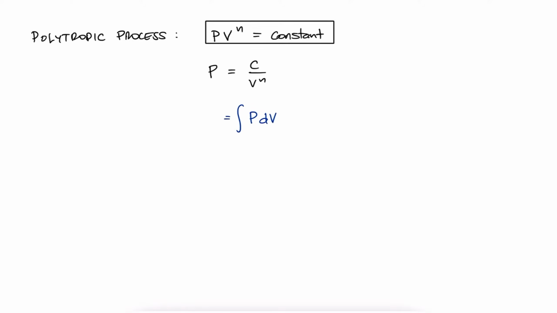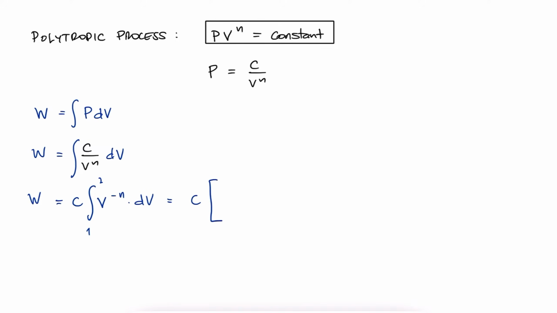The reason we use this relationship is because we need to know P in terms of V so that we can integrate P dV and calculate work. Substituting P in terms of V in the integral looks like this, or with the V in the numerator and the constant outside of the integral, we get V to the minus n. After integrating this expression, we find an equation for W in terms of the constant C.